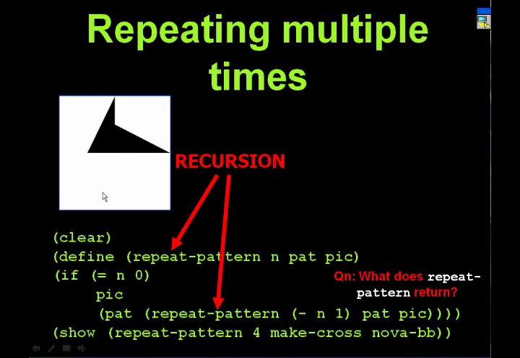So the idea is this. Suppose you do show repeat pattern for make cross Nova BB. What do you see? This thing is Nova BB. If you repeat pattern 4 times, make cross on Nova BB, what do you see? How many shurikens?